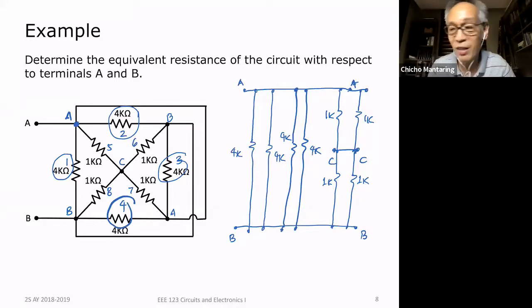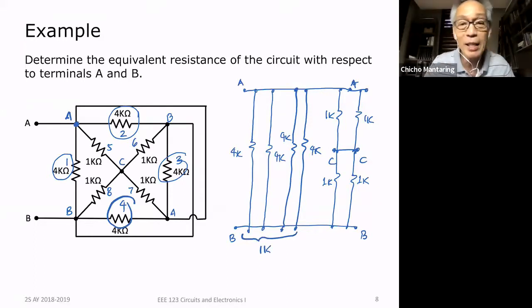Okay. Medyo may konting lag. I have 4K resistors in parallel. What is 4 in parallel with 4? That's 2. Another 4 in parallel with 4 is another 2. 2 in parallel with 2 is 1. So actually this 4 in parallel is equivalent to 1K.